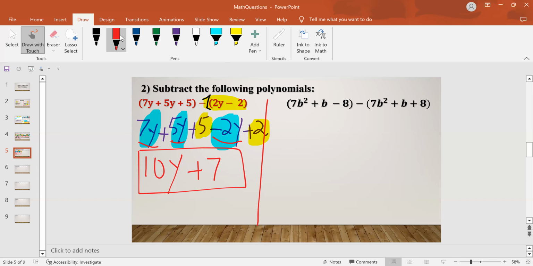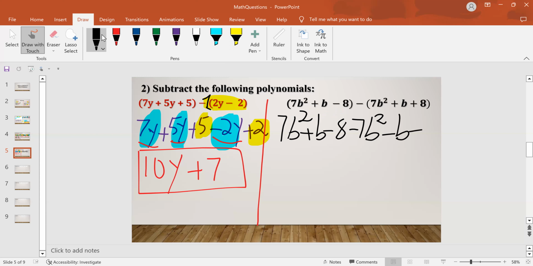Okay, we continue with this side. Again, it's a subtraction. The first part is fine. If you remove the parentheses, nothing changes. So we have 7b to the second power plus b minus 8. Now, the negative will change the sign of everything else in the other parentheses. So we'll have a negative 7b to the second power minus b minus 8.